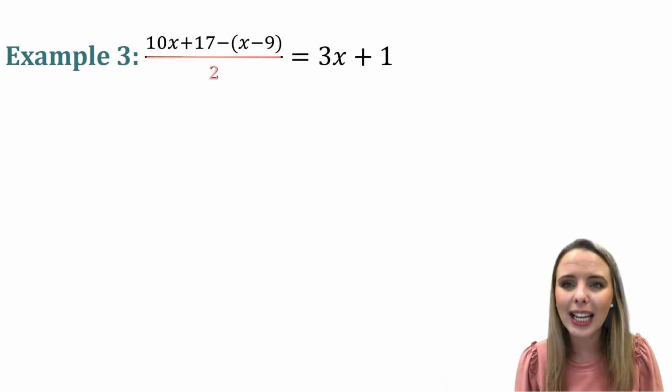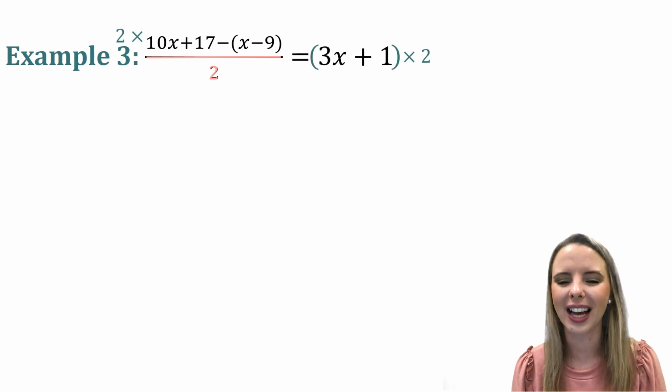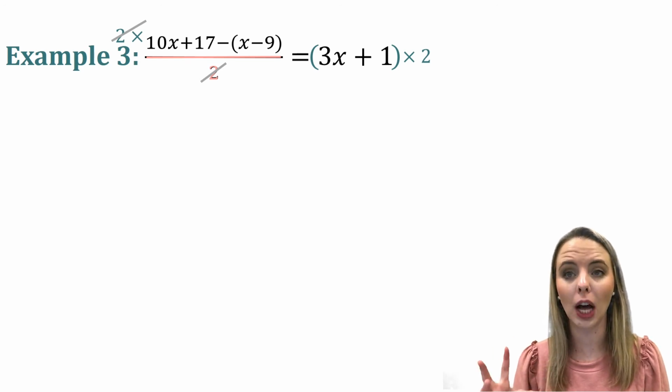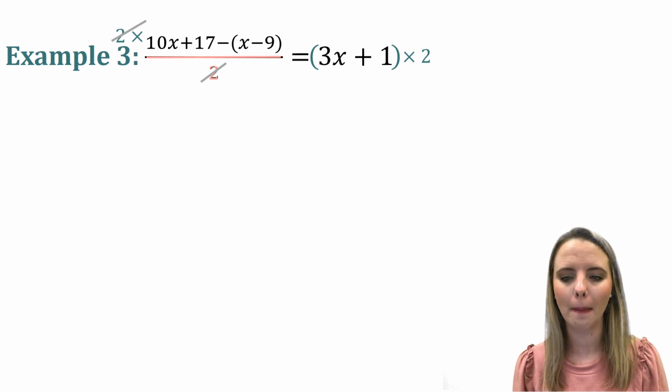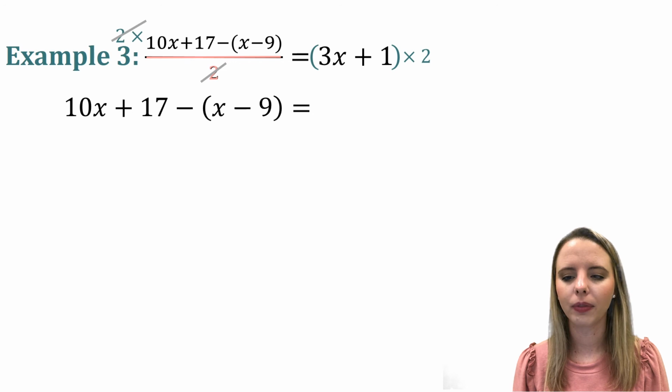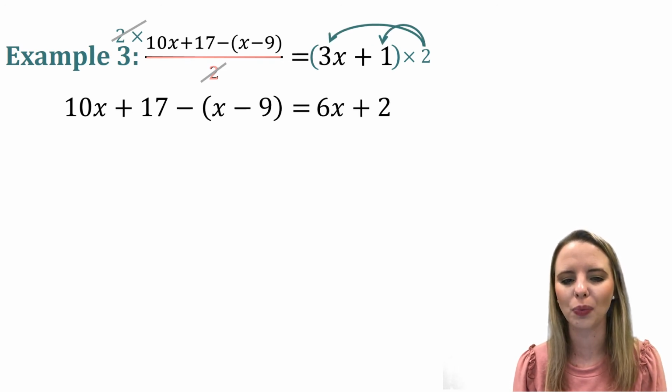This dividing by 2, what is the inverse of division? What's the opposite of division? Multiplication. I'm going to multiply both sides by 2. That is going to make the 2 on the left-hand side of the equation simplify to 1. Not cancel, simplify to 1. That's important. It's a terminology, it's an understanding of what's happening. And then I'm going to distribute the 2 on the opposite side. So 2 times 3x is 6x, and 2 times 1 is 2.